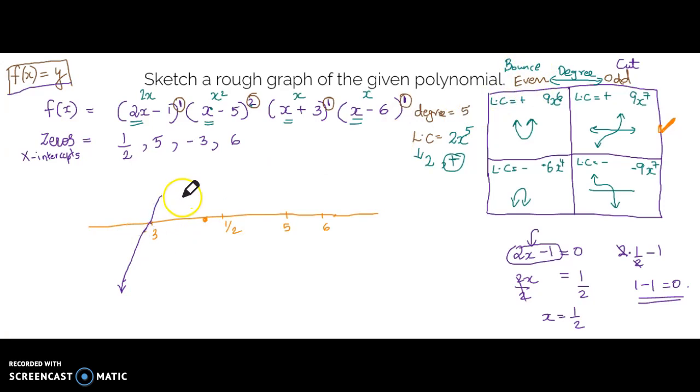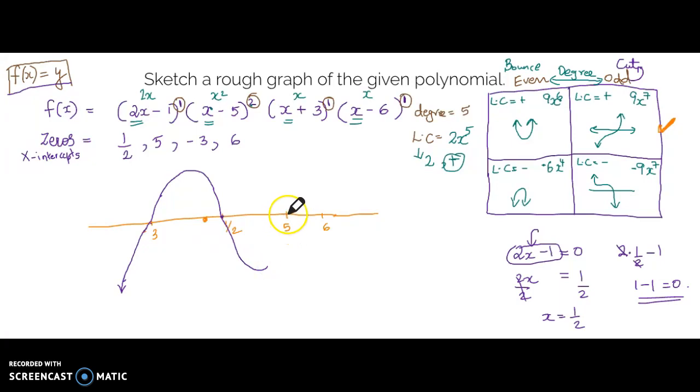And the next point where I have to touch the graph is at half. So I have to take a U-turn. I'm going to turn around and try to touch half. But if I look at half, this is a factor that gives me half. What is the degree for that factor alone? It's again 1, which is an odd number. So we know that odds will cut through. So again at half, I'm going to cut down to the axis and take a U-turn.